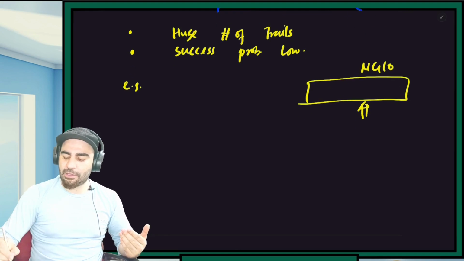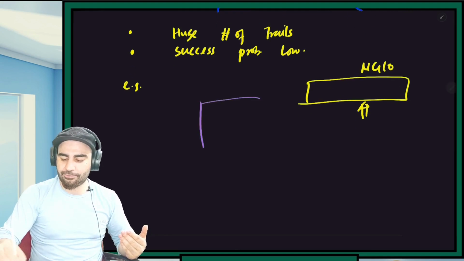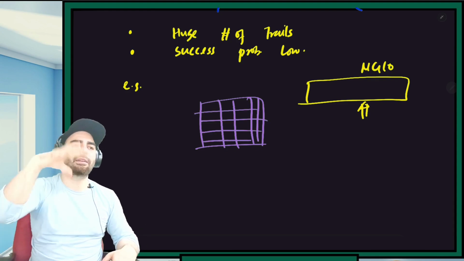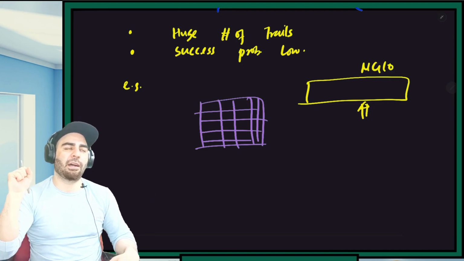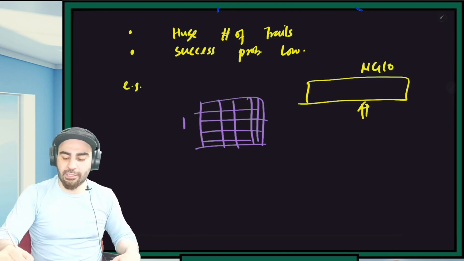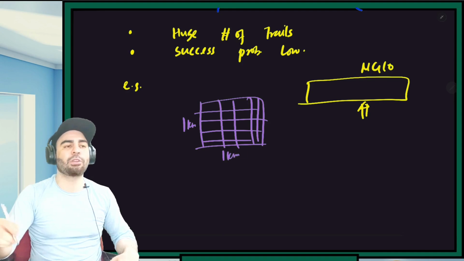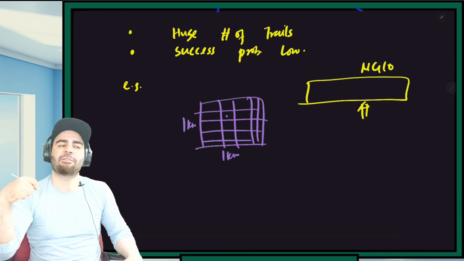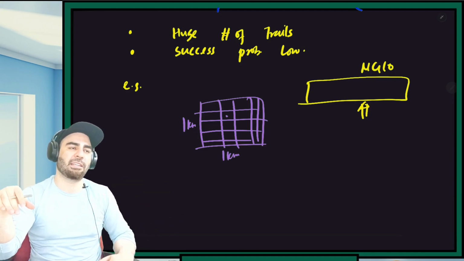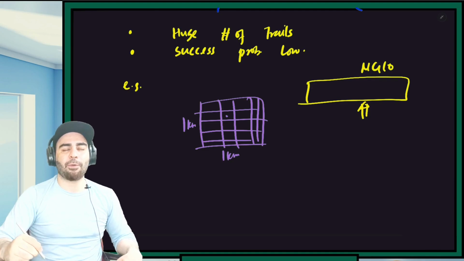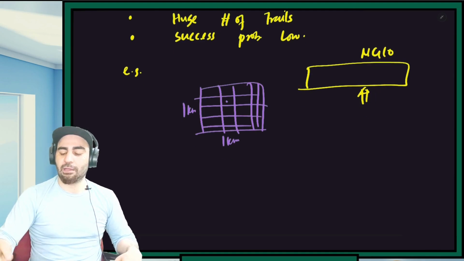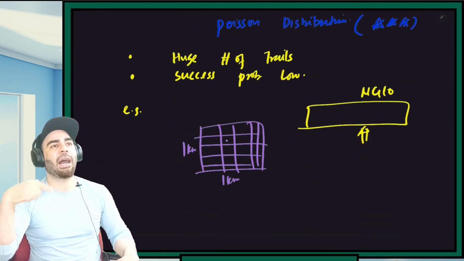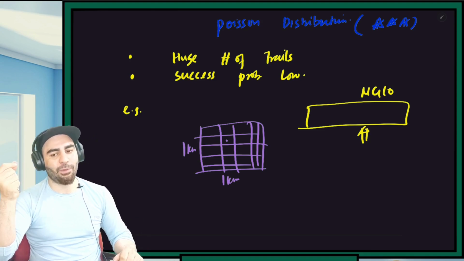Another example: suppose you have a piece of land, 1 kilometer by 1 kilometer, and you want to compute the number of raindrops that will drop on it. The number of raindrops is huge, but the probability of hitting one particular square is very low, because rain is sparsely distributed. So this phenomenon can be approximated as a Poisson distribution. Only two characteristics are needed: a huge number of trials, and a quite low success probability of each trial.